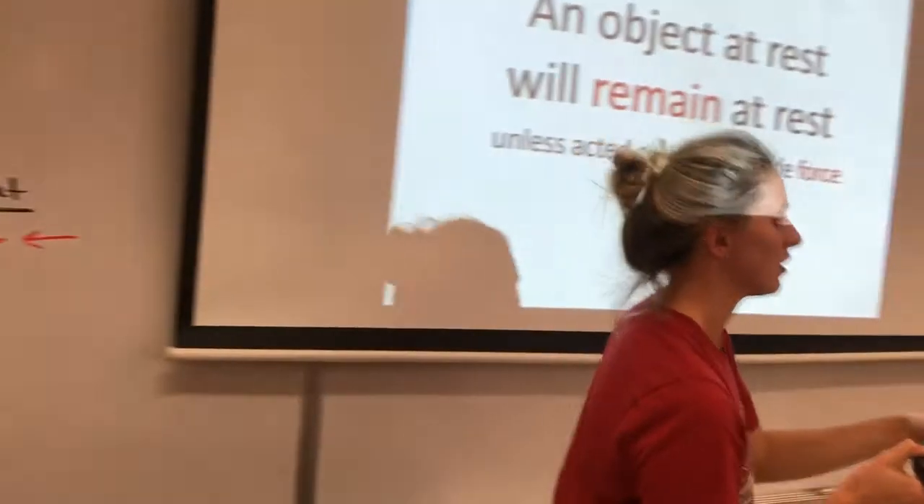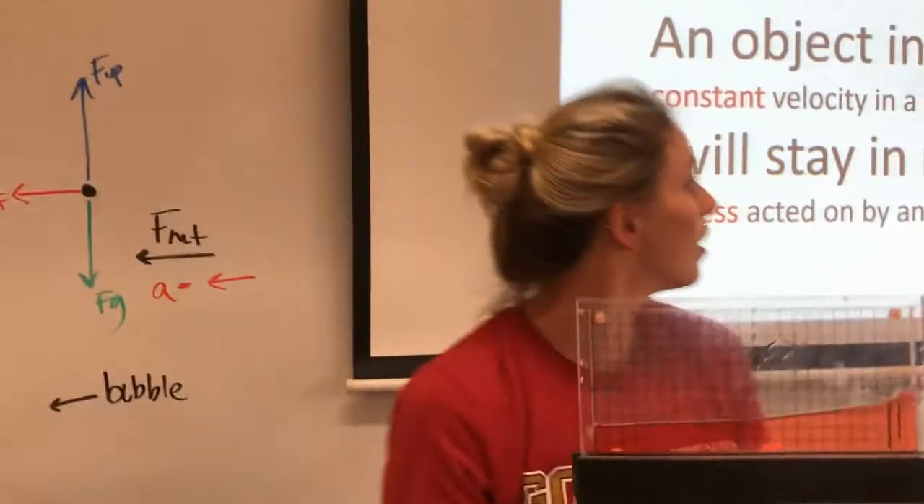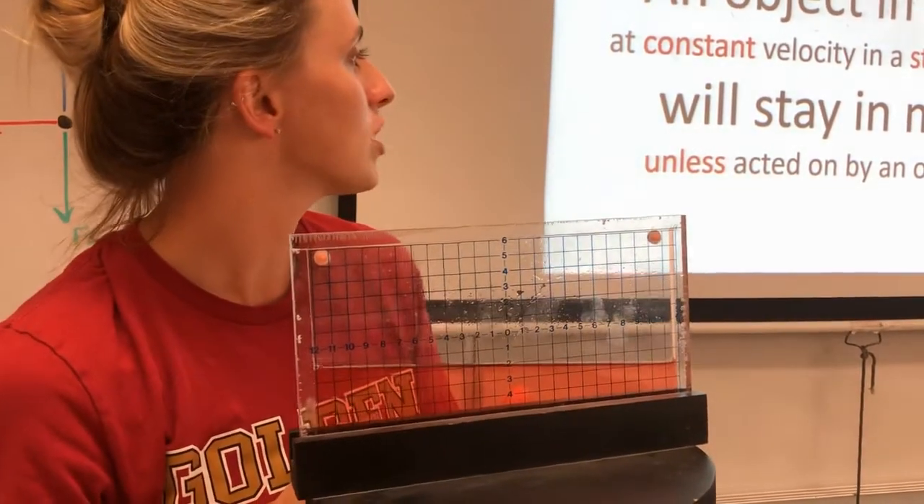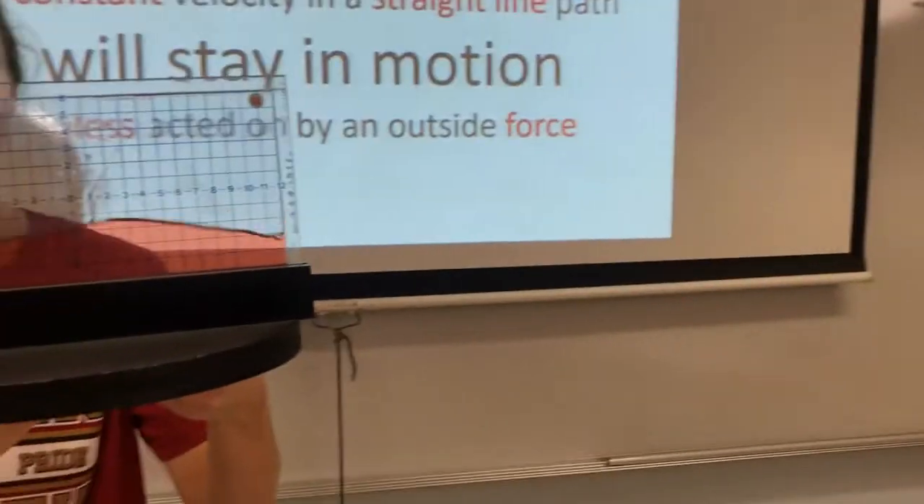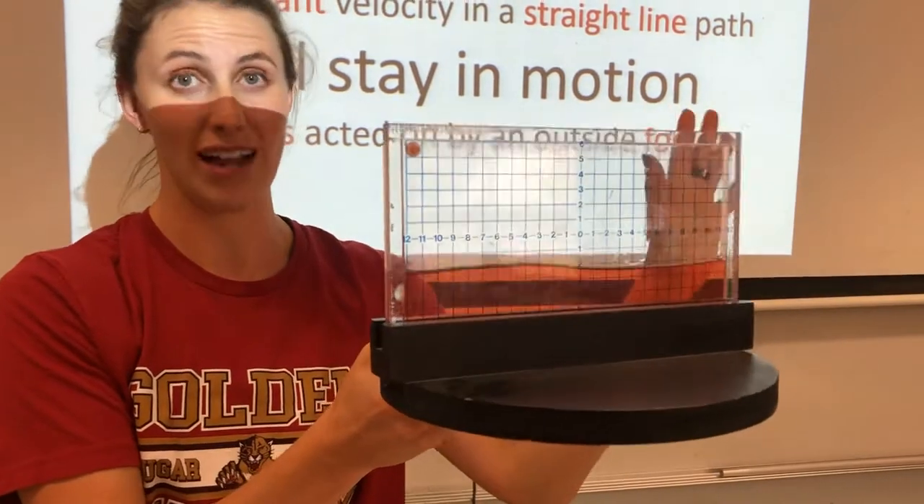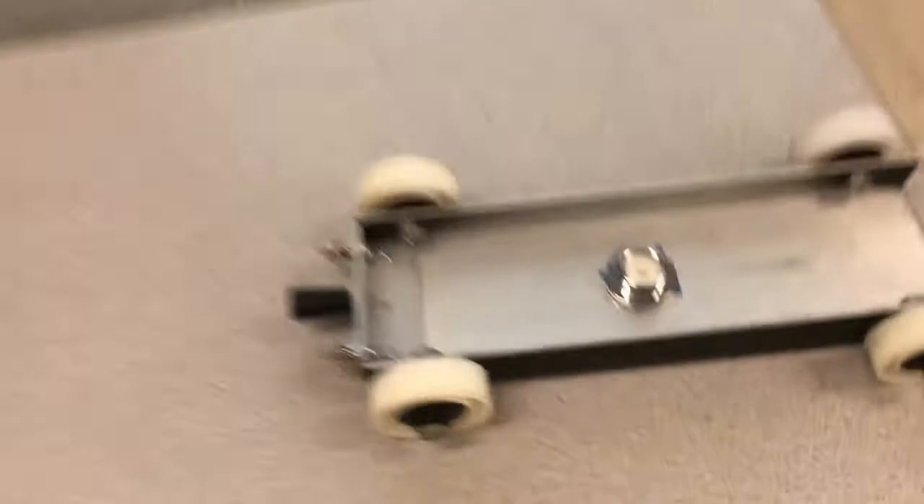All right, let's go to my next one here. You've seen this before. An object in motion at constant velocity in a straight line path will stay in motion unless acted on by an outside force. So we get it moving and the water wants to keep going, but then it sloshes up against the front. It's stopped. It's acted on by an outside force. That makes sense. And it's the same thing going on in here, yes? Same thing.